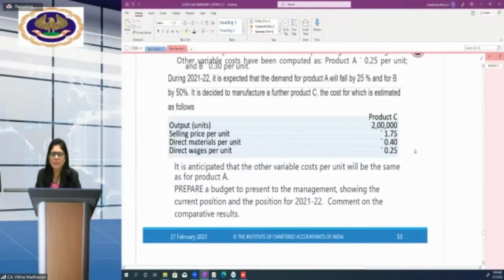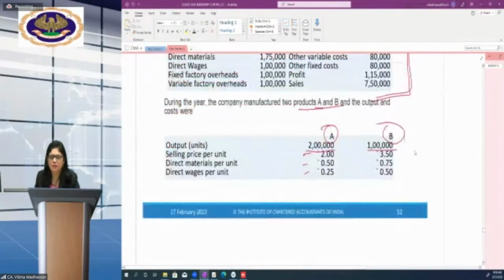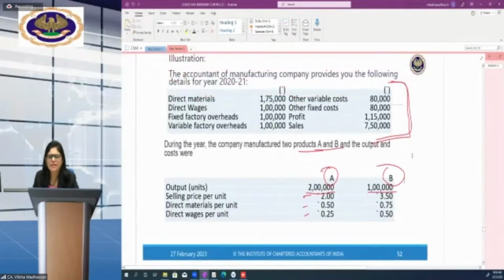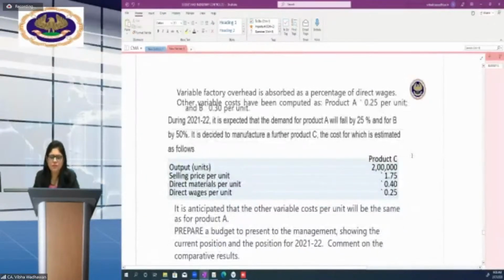So what they are asking: variable overheads are absorbed, variable costs they have given, and you have to make a budget in two ways. First of all, the current position. Currently there are two products, so you can make a cost sheet for two products the way we used to make. Sales are given, then of course less all the costs. Fixed factory, variable factory are given to you. The budget is that they are planning to add another product C, and similar information for product C is also given to you.